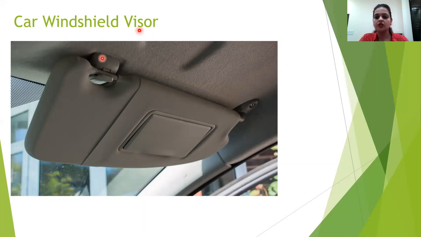Okay, children. So a windshield visor or sun visor is a component of an automobile located on the interior just above the windshield. They are designed with a hinge flap and are used for deflecting direct sunlight from coming into the driver's eye and ensure zero distraction while driving. Right, children?